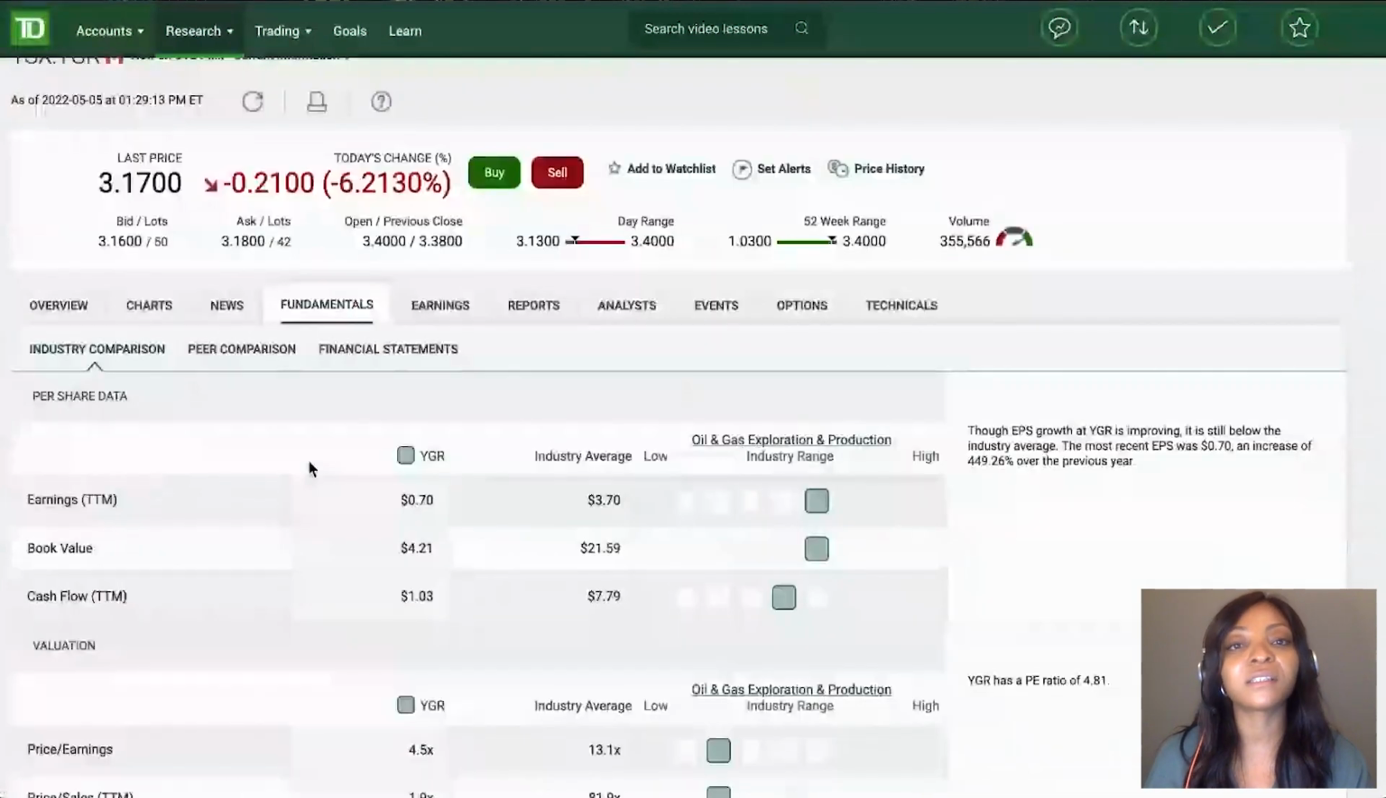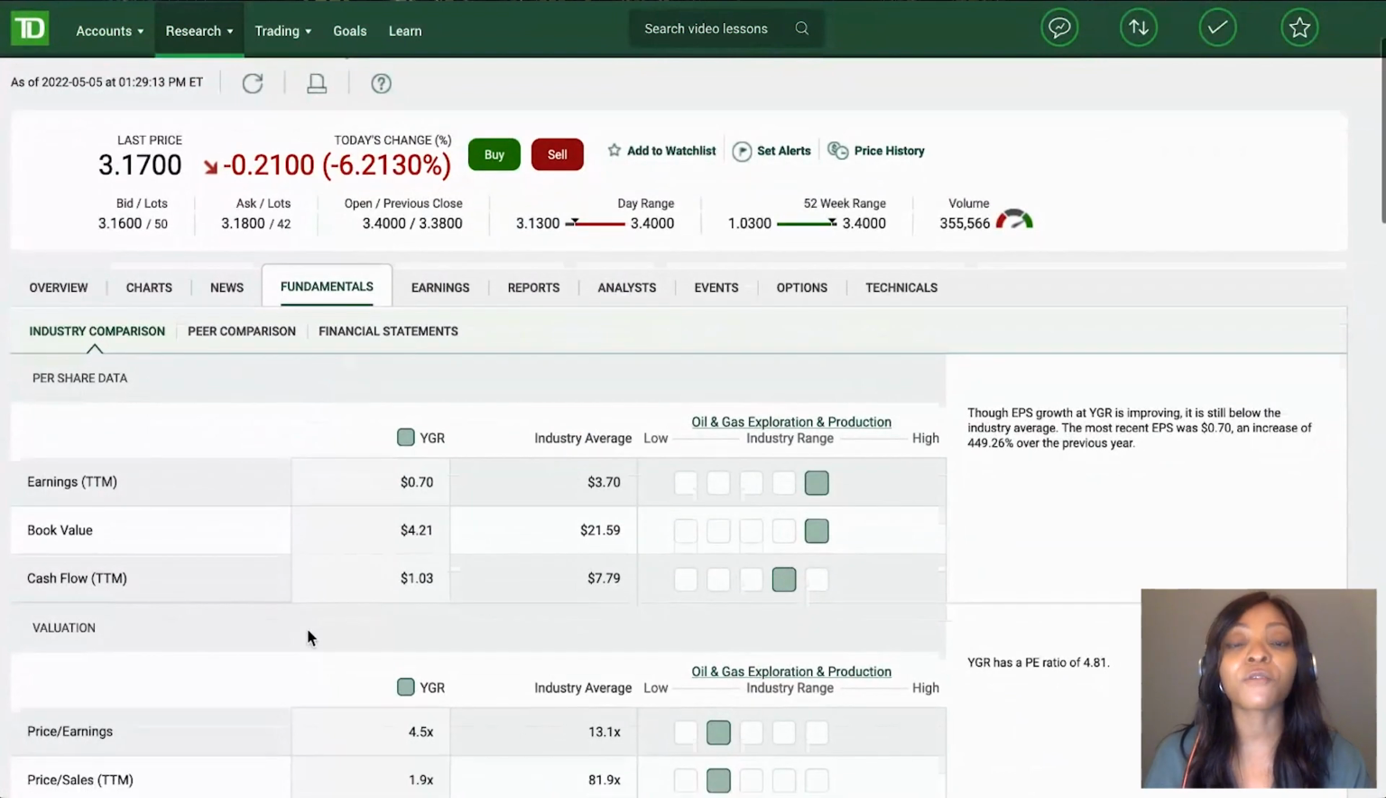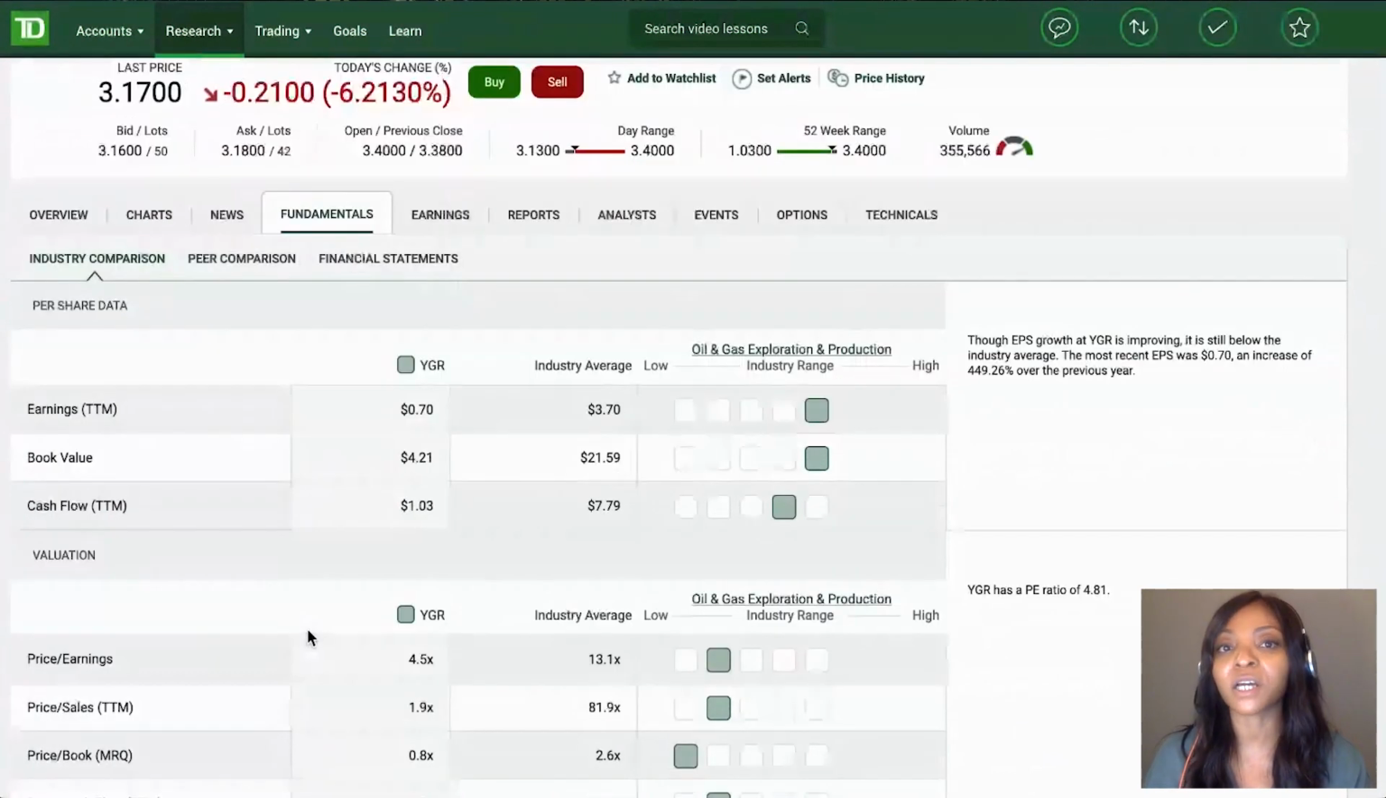So for instance, an investor could say, I want to see what the earnings of this company are, and how does it tie up to the industry as a whole. Another thing an investor could look at is the price to earnings ratio, where the price to earnings ratio tells you for every dollar you're paying, what are the earnings of the company. And I want to see how that measures up compared to the rest of the industry.